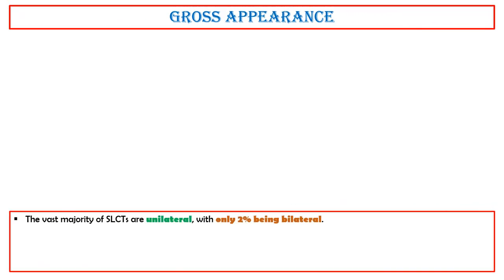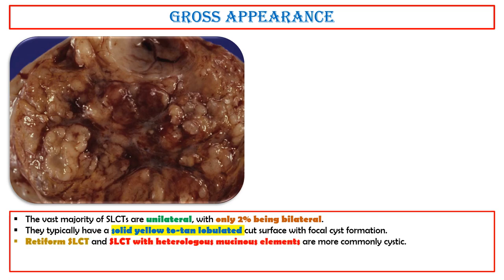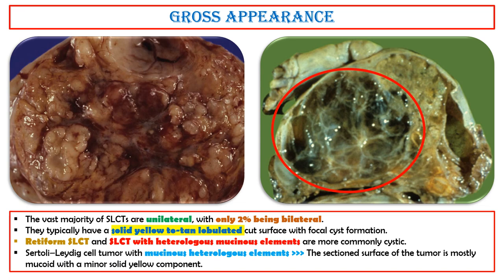Gross appearance. The vast majority of Sertoli Leydig cell tumors are unilateral, with only 2% being bilateral. They typically have a solid yellow to tan lobulated cut surface with a focal cyst formation. Retiform Sertoli Leydig cell tumor and Sertoli Leydig cell tumor with heterologous mucinous elements are more commonly cystic. Sertoli Leydig cell tumor with mucinous heterologous elements, the section surface of the tumor is mostly mucoid with a minor solid yellow component.